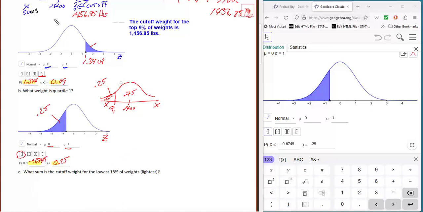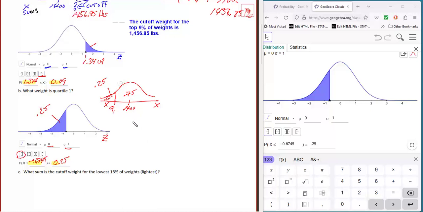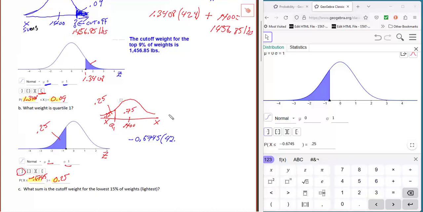So I go back to my formula. So my z-score is negative 0.6745 times how many? The standard deviation, which was 42 point. Let me check above. I'll get this right. 42.4 pounds plus my mean of 1,400 pounds. So again, I'll type that into my calculator.